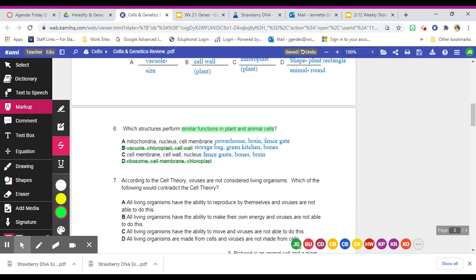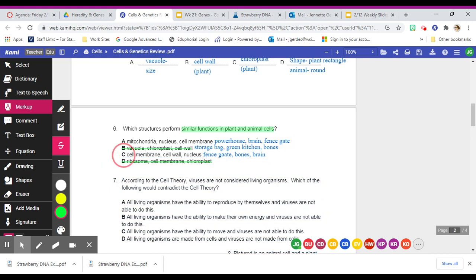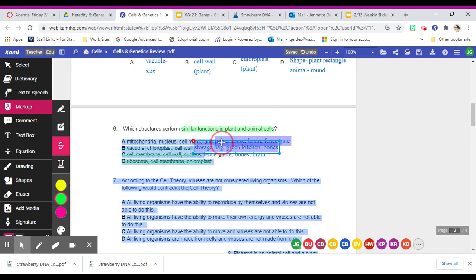Okay, and then the answer C says cell membrane, cell wall, nucleus. Again, I know cell wall is just in the plant, so it cannot be the answer choice. So that leaves my answer choice of A. So your answer should have been A.